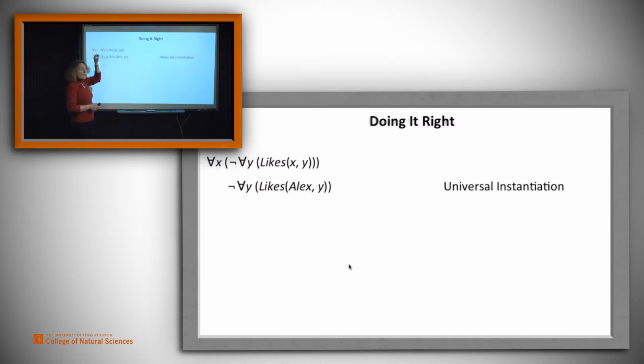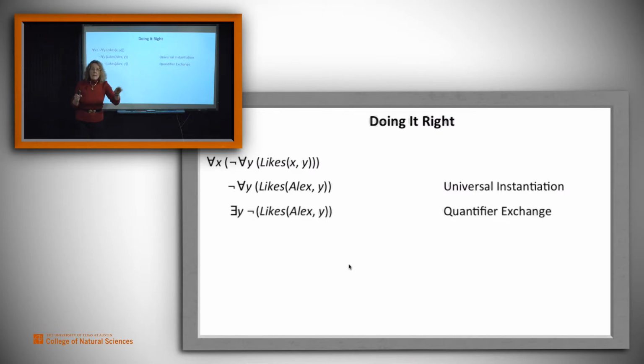We can generalize and take away the x, and we get that for, say, Alex, it's the case that he doesn't like everything, using universal instantiation. Now I want to do something to get rid of for all y, but remember that these rules are inference rules. You have to use them on entire expressions, and we can't do that right now because the for all is not at the beginning. So we'll use quantifier exchange, and we get there exists a y such that not this. That's fine. And now we can apply existential instantiation.